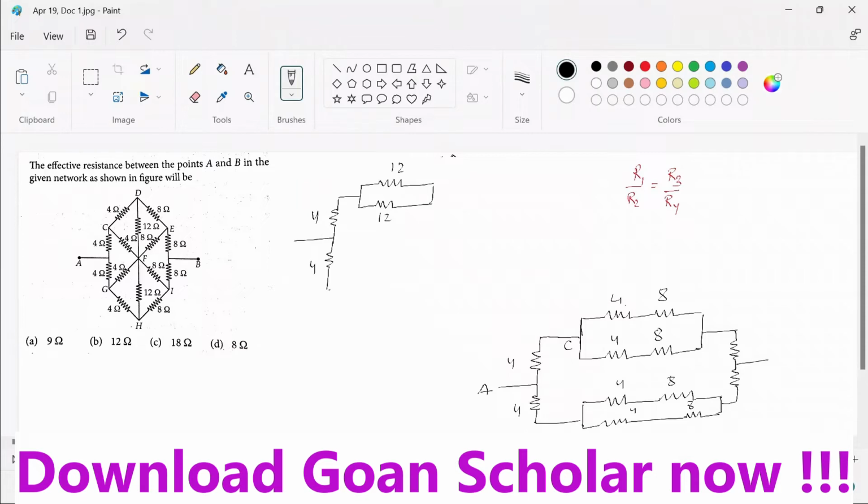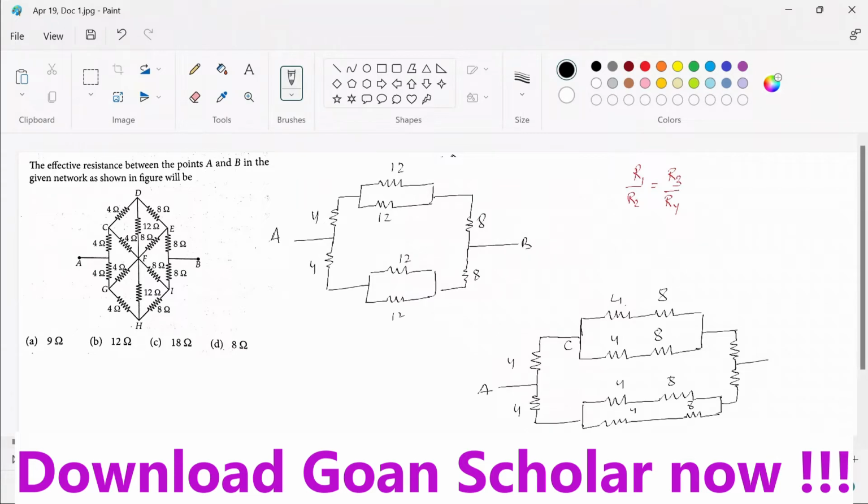This is connected to again 12 and 12. So this is 12, and this is also 12, and that is connected again with the 8 ohm, and this is again 8 ohm, like this. This is A, this is B. I hope this is clear.